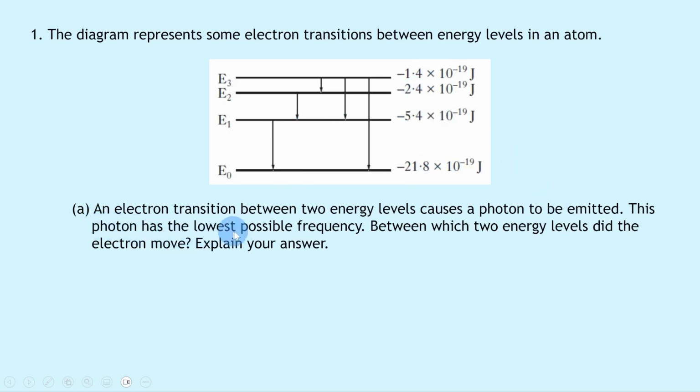Part A says an electron transition between 2 energy levels causes a photon to be emitted. This photon is the lowest possible frequency. Between which 2 energy levels did the electron move? Explain your answer. Remember that the lowest frequency means the smallest energy change or energy difference, delta E, and that comes from the expression delta E equals HF, which tells us that delta E is directly proportional to F. That is, the smaller the frequency, the smaller the change in energy. So here we can see that the smallest change in energy goes from E3 to E2, so we can say it's the transition E3 to E2 shown with an arrow.